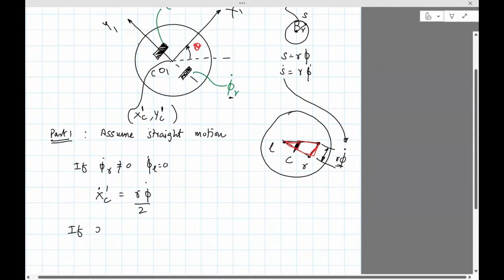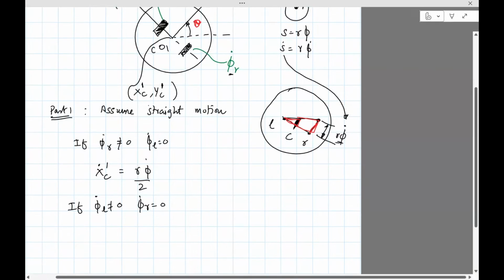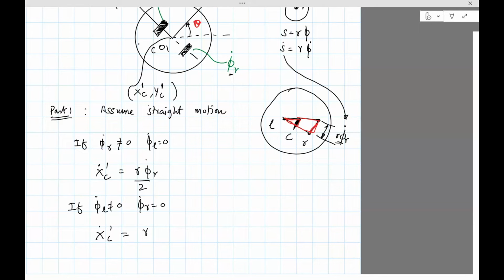Now we can do the same thing the other way. We can assume that phi dot L is not equal to 0, but phi dot R equals 0. And we'll have exactly the opposite: the left wheel will move, the right will be fixed. In this case, the distance moved by xc1 would be r times, this should be R by the way, r times phi dot L divided by 2.